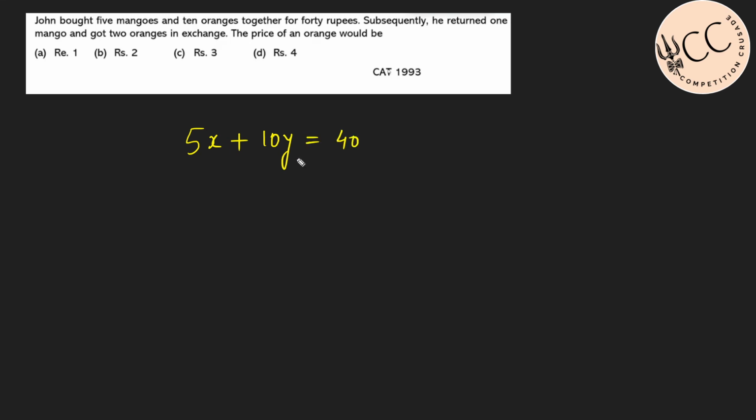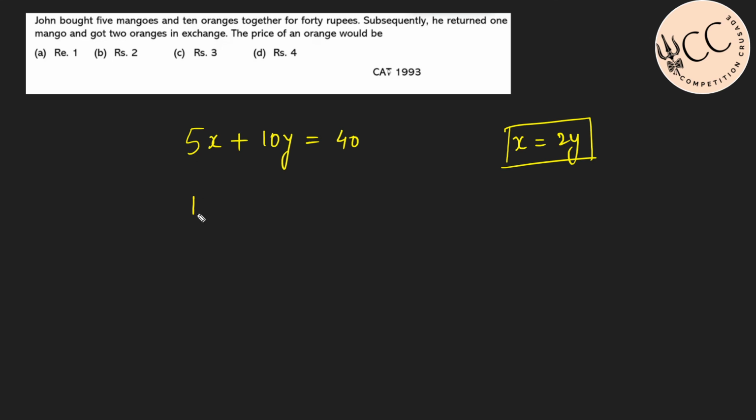Okay, and the next part is that subsequently he returned 1 mango and 2 oranges in exchange. So if you realize, they have just given you one equation and an idea that he returned 1 mango for 2 oranges. So 1 mango is actually equivalent to 2 oranges. Exactly what I was saying, that either they will give you the value or they will give you a relation between the two variables.